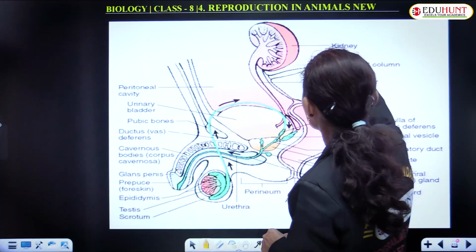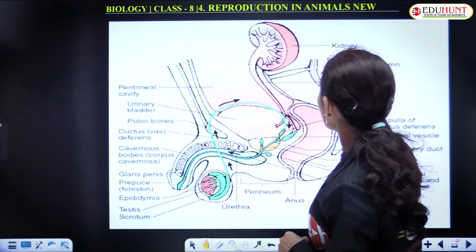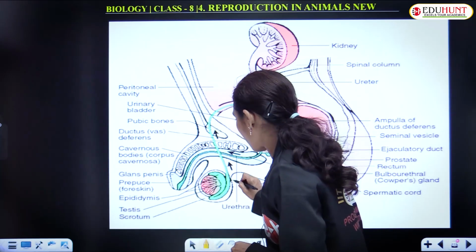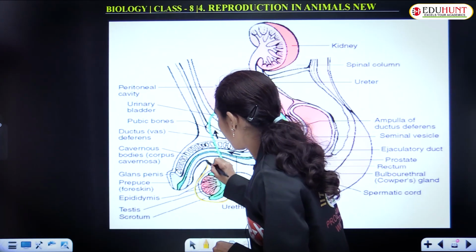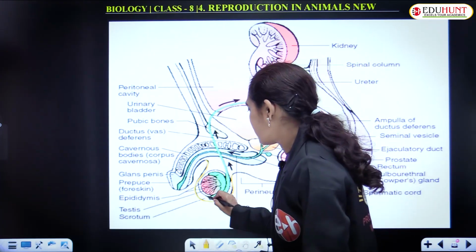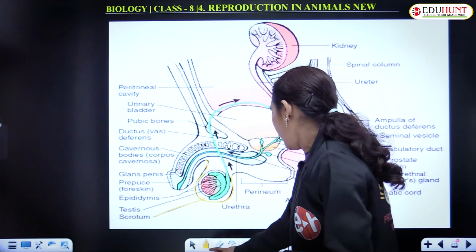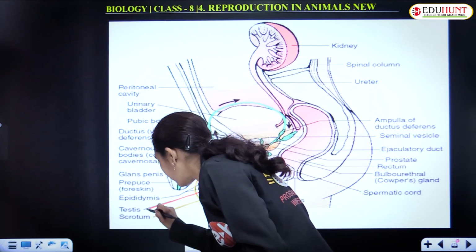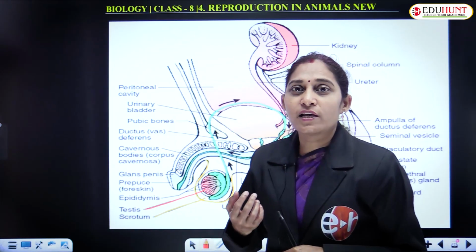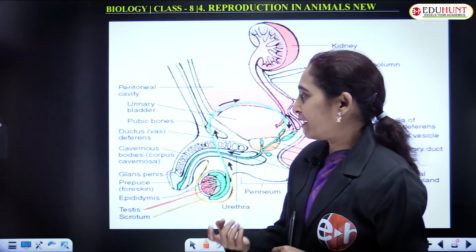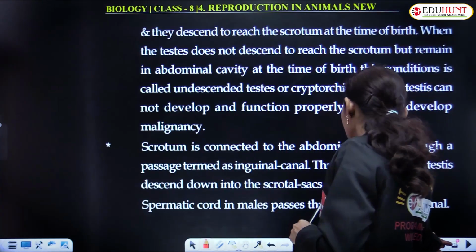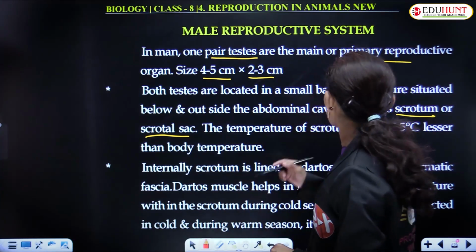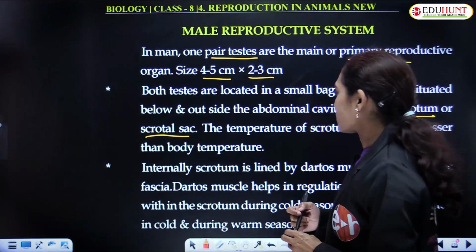Yes, this is the actual male reproductive system. Here you can see the scrotum, a sac-like structure. And then these are the testes, a pair of testes. They are actually involved in production of gametes. They are present in the scrotal sac, known as the scrotum or scrotal sac.